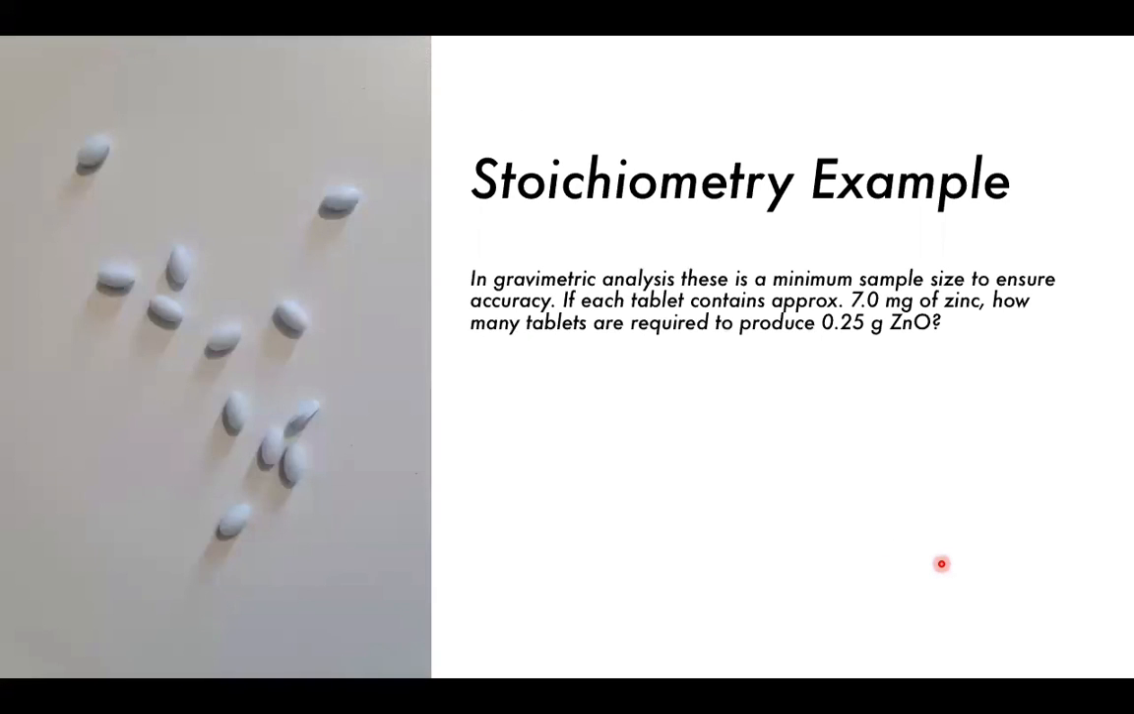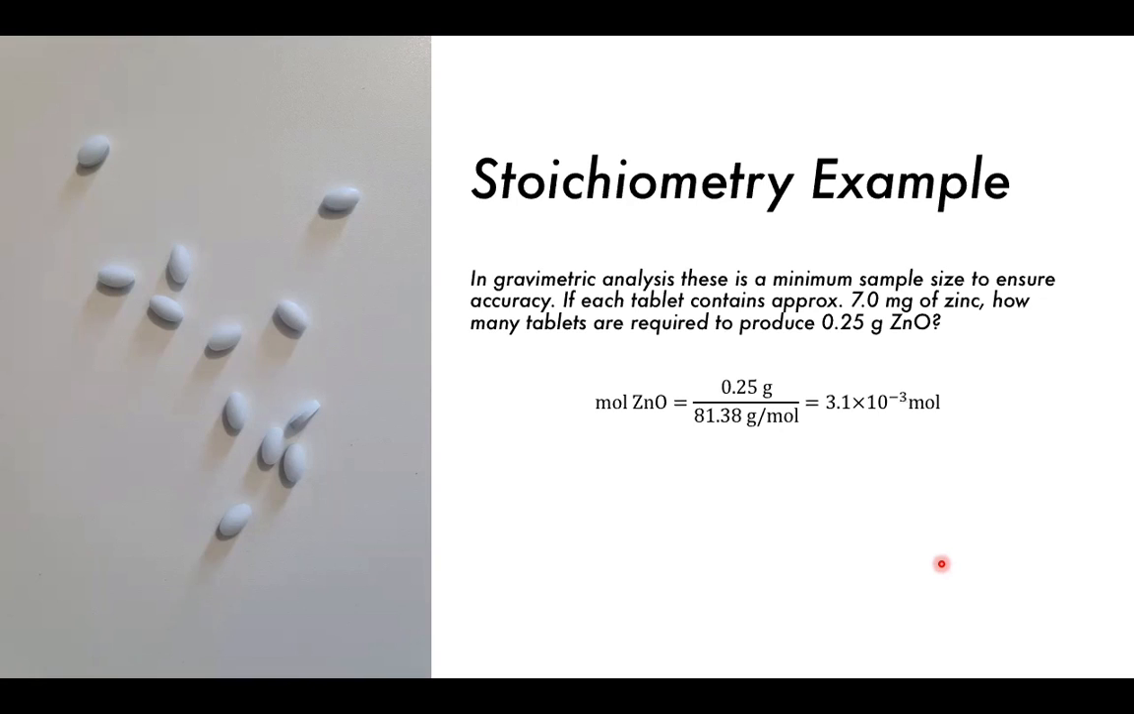So in this case, we're being asked to do the gravimetric analysis. And there's often a minimum sample size required for gravimetric analysis to ensure accuracy. So if each tablet contains approximately 7 milligrams of zinc after the counterion is considered, how many tablets are required to produce 0.25 grams of zinc oxide?